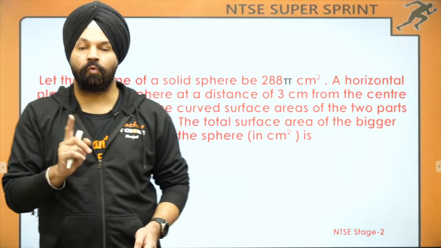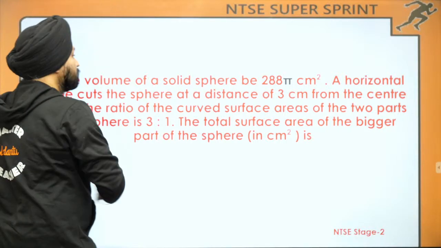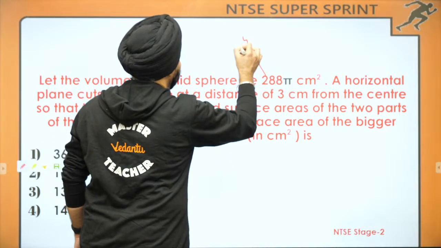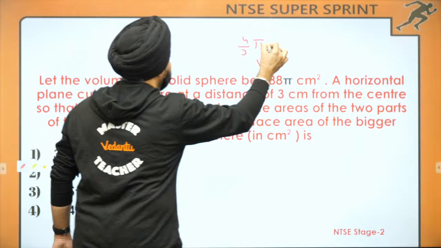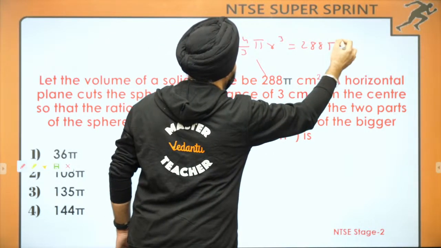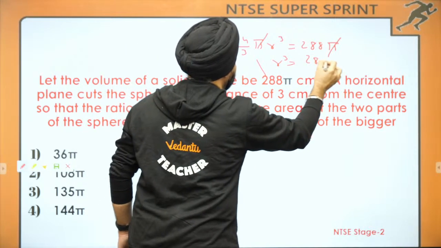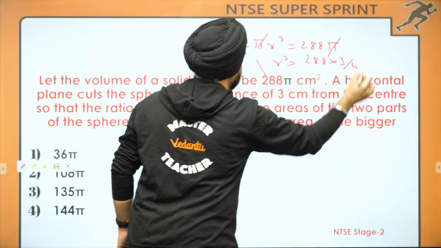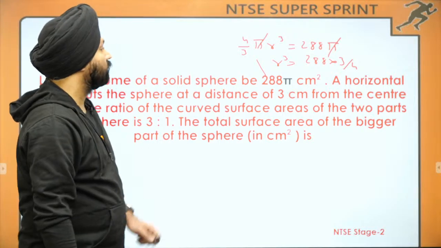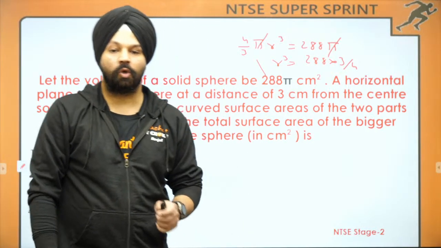What is given to us is the volume. Volume is known to us. I hope everyone remembers the volume of a sphere: 4/3 pi r cube is 288 pi. So pi gets cancelled. R cube comes out to be 288 into 3/4. From here you will get the value of r, and as per my memory, r comes out to be 6.